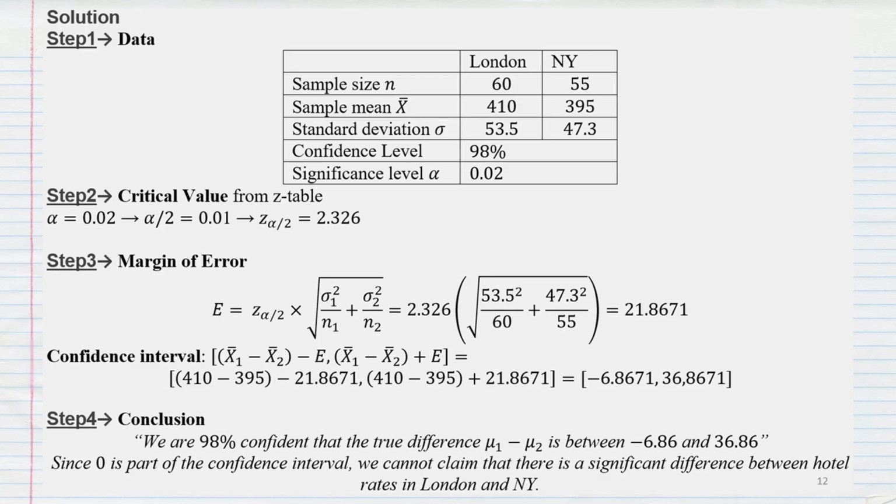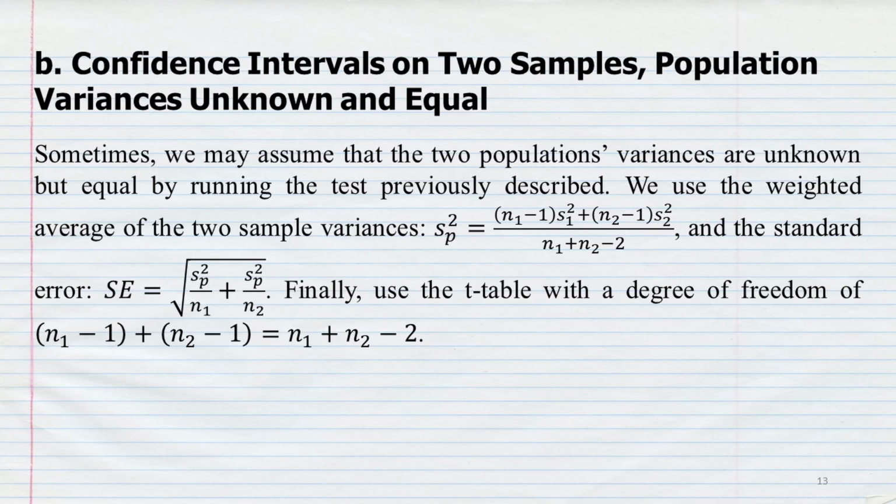Since 0 is part of the confidence interval, we cannot claim that there is a significant difference between hotel rates in London and NY. Let's move to section B. Confidence intervals on two samples. Population variances unknown and equal.